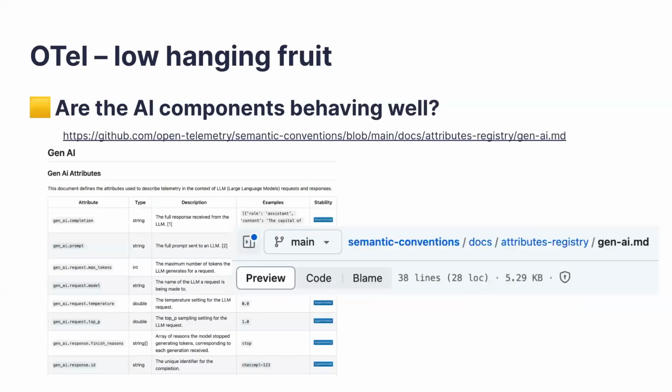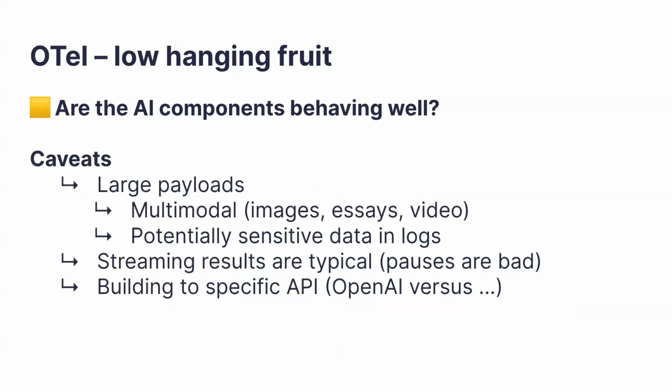Are the AI components behaving well? They actually just shipped a PR for common semantic conventions. This is like 2 weeks ago. And these are just taking some of those metrics and attributes above and putting them into common semantics, so you know, oh, here's a tag that makes sense. Here's an attribute name that makes sense. This is a start. I think there are a few caveats here.